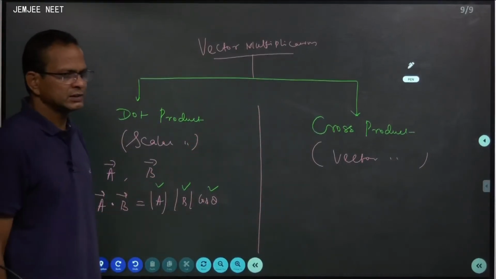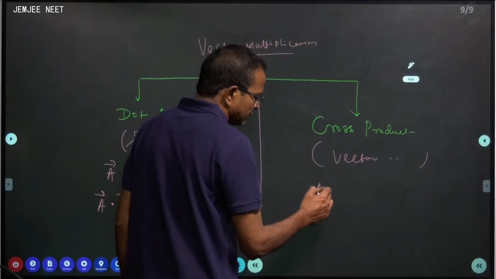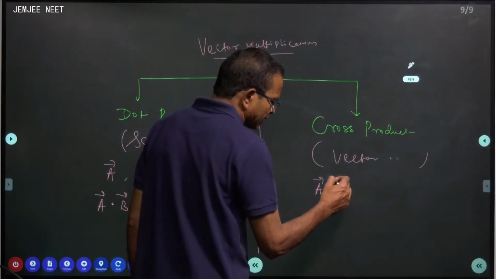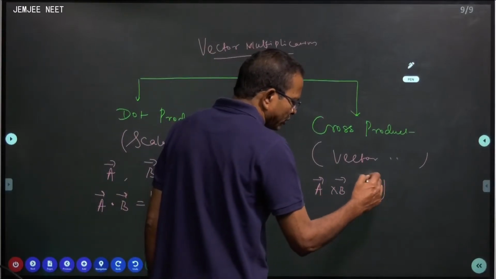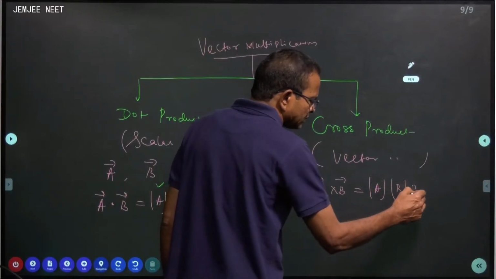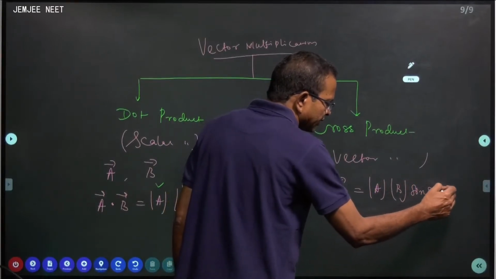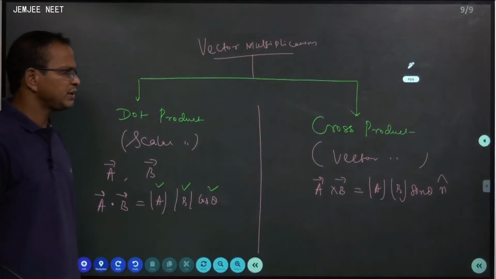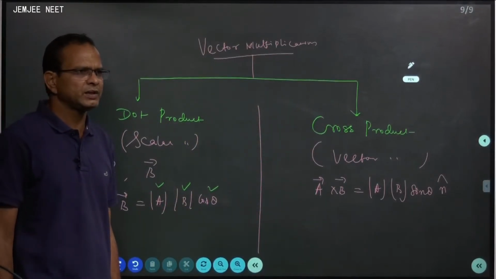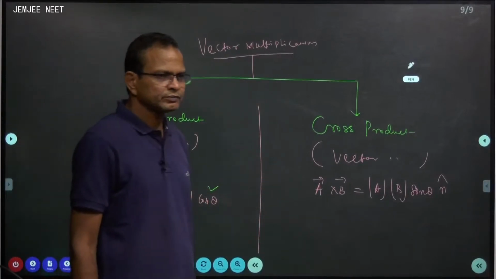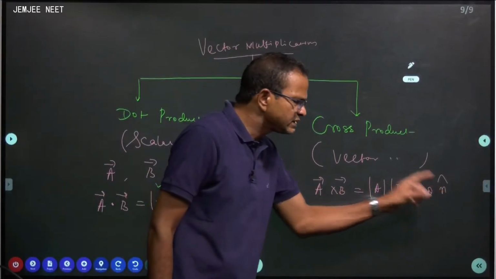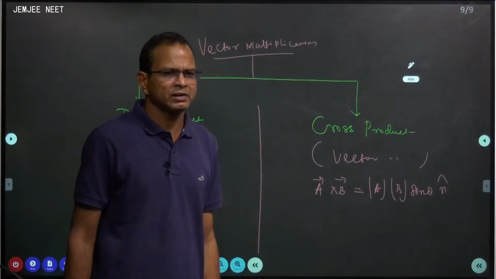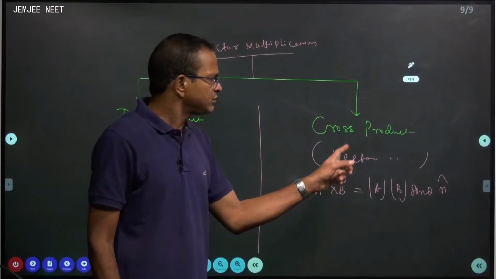Come to cross product. In cross product, A vector cross B vector equals A modulus B modulus sin theta n cap. Here, because of this n cap, it becomes a vector. A cross B gives you a vector.